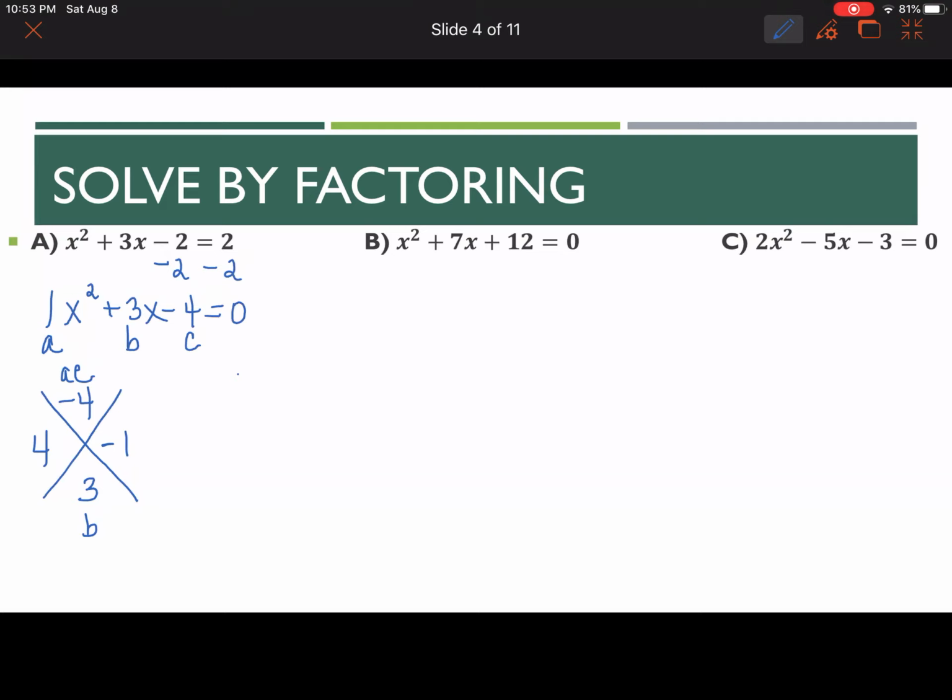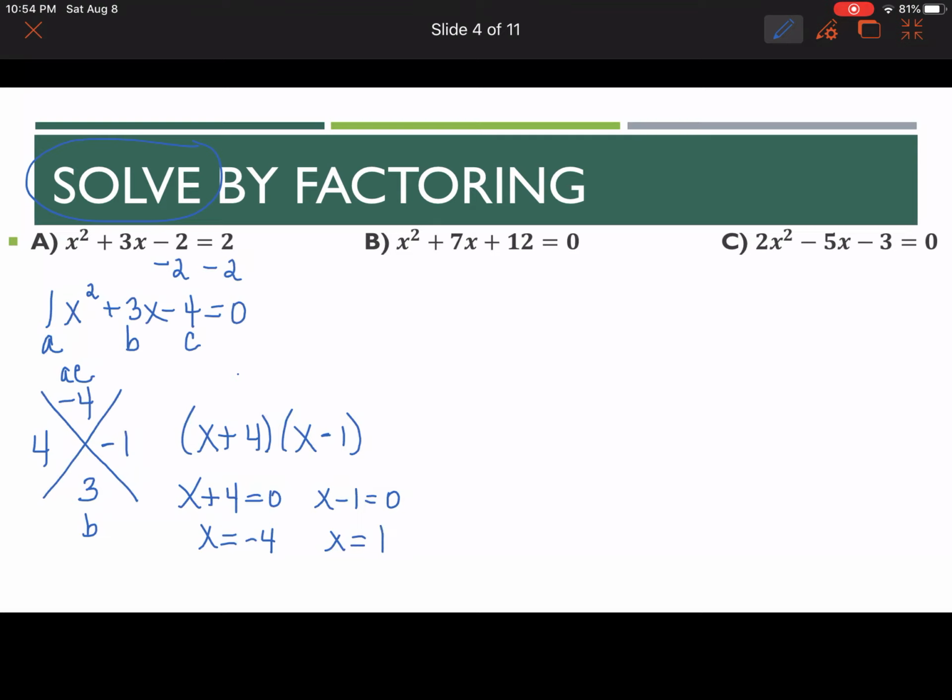Now, because a is 1, we don't need to go and make a box. We can go directly to our factors. Okay, that would be our factors. But because it's asking us to solve it, we're going to set these equal to 0. And we get x equals negative 4. And x equals positive 1.